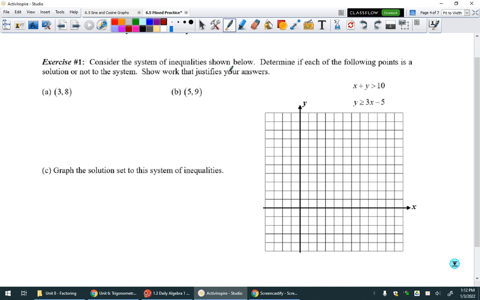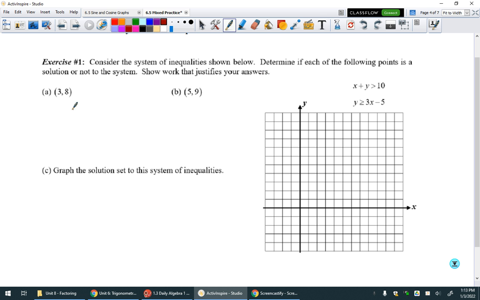Consider the following systems of equations below. Determine if each of the following points is a solution or not. Show work that justifies your answer. Notice in part A, they're asking you to determine if these points work without even graphing it. How do I determine if a point works without ever graphing it? Madeline. I check it. Excellent.